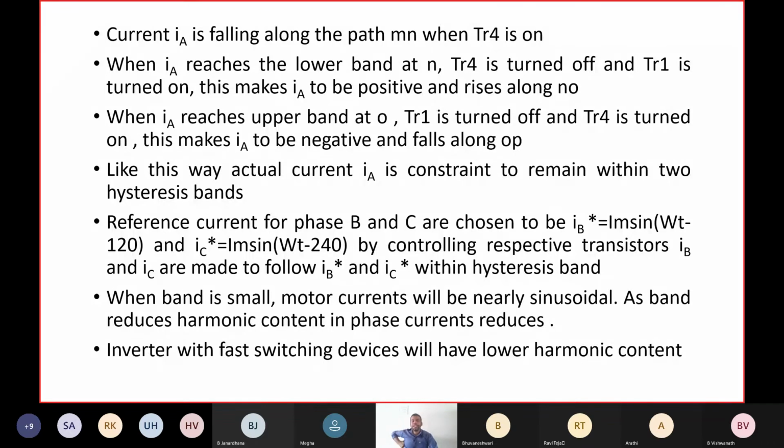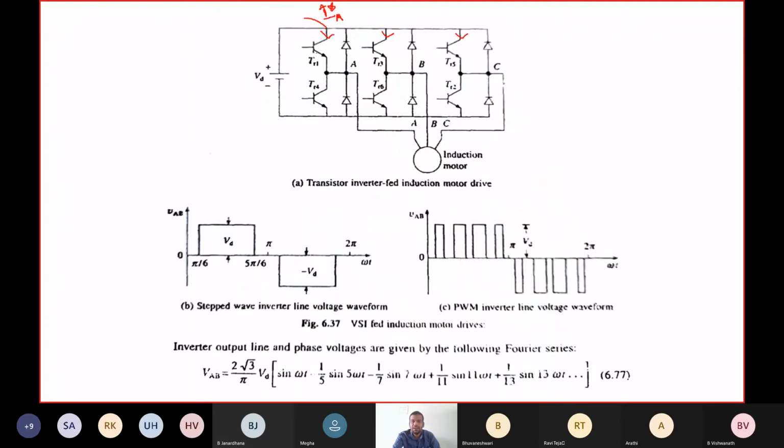So now we have seen phase A within the hysteresis bands. Similarly, phase C and phase B also follow the same path. When we consider the IB current, you have to refer to TR3 and TR6. When TR3 is on, TR6 is off, and the current is falling. When TR6 is on and TR3 is off, the current flows upward. Similarly here also, TR5 and TR2 are compared with the reference current IC.